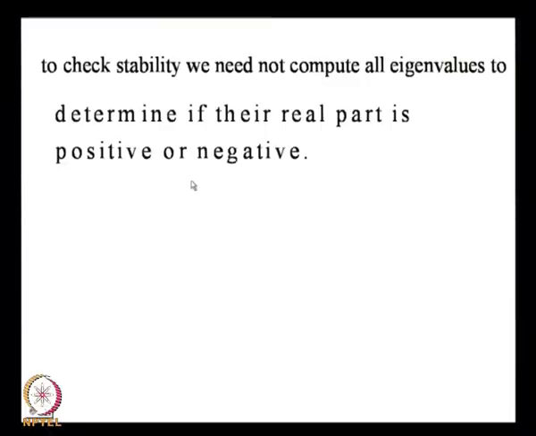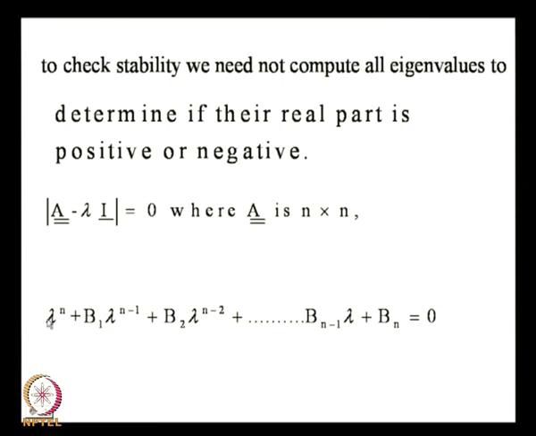So, all we need to do is determine if the real part of the eigenvalue is positive or negative. Okay. Now, this is your equation for obtaining the eigenvalues, determinant of A minus lambda I equals 0. Now, this equation for finding the eigenvalues could be written like this, right? So, you can just open this up and write this in this form, fine.